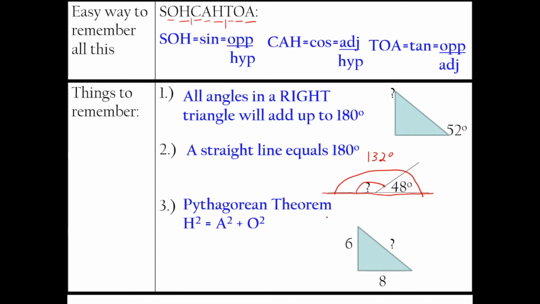Lastly, we need to remember the Pythagorean theorem. And the Pythagorean theorem is just hypotenuse squared is equal to adjacent side squared plus opposite side squared. Another way you guys have seen this is a squared plus b squared equals c squared. In this case, this could be the opposite, this could be the adjacent, and this can be the hypotenuse. The hypotenuse is the one that is on the opposite side from the 90-degree angle. So this is our hypotenuse in this case.